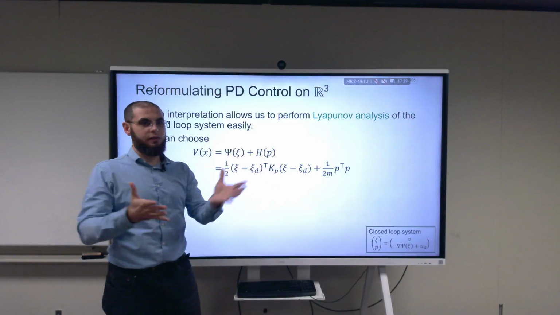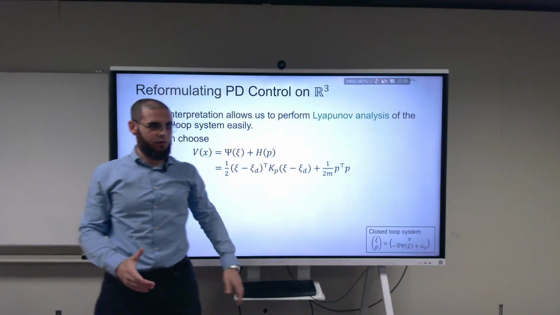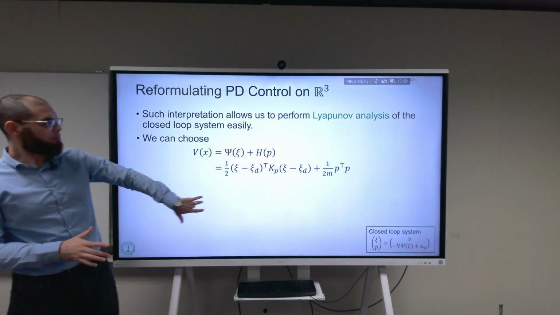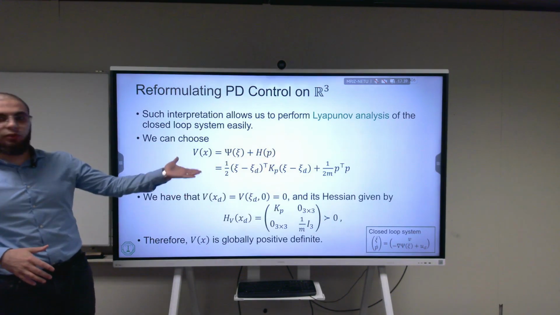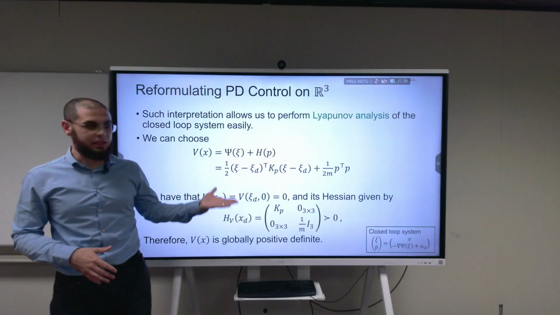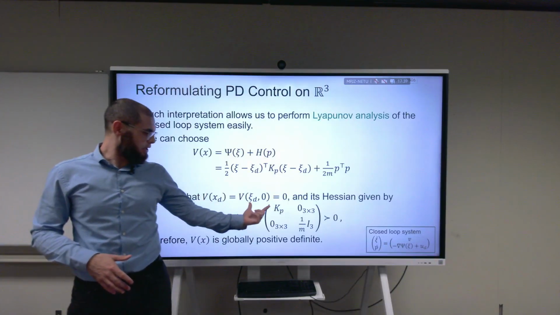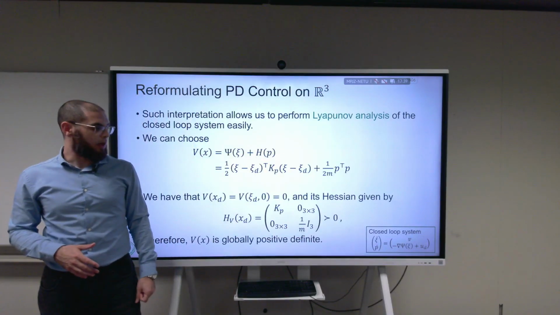And now this is the V, a quadratic function in terms of p, and another quadratic function in terms of psi. So the combination of both is another quadratic function. Make sense? To check whether this is positive definite, simply do the analysis we looked at before. Let's look at the Hessian of this function, and you can see that it's Kp and zeros and 1 over m multiplied by the identity.